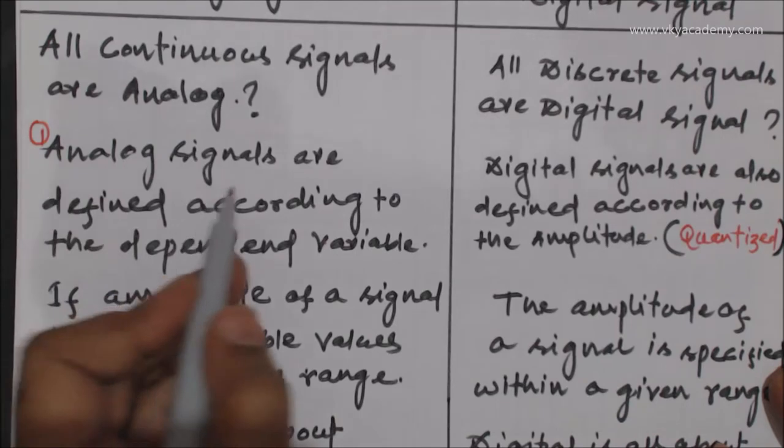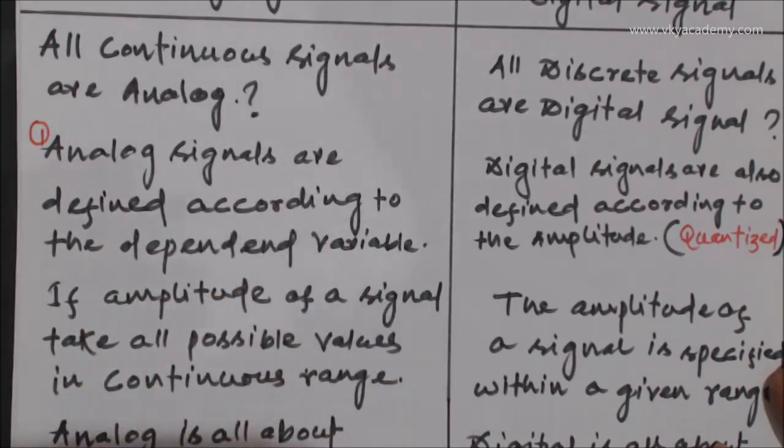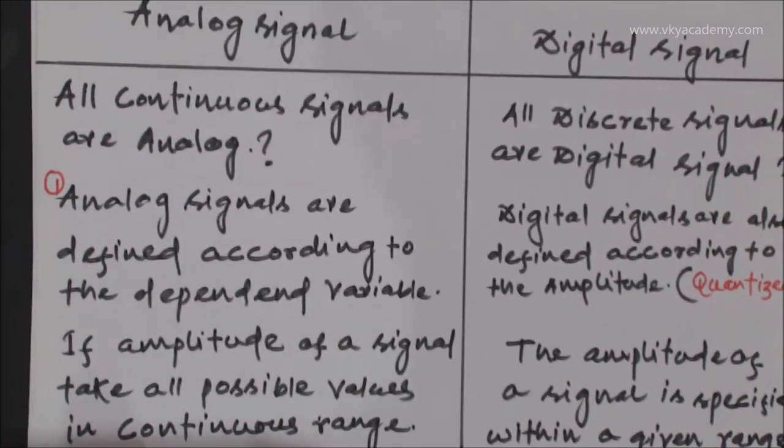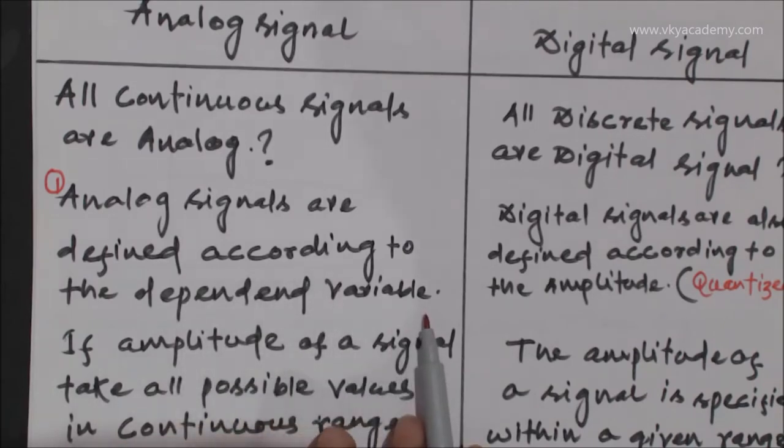So an analog signal is defined according to the dependent variable. As we discussed in the previous slide, a continuous time signal depends on the time axis, or it is dependent on the domain. But in case of an analog signal, if you want to define an analog signal, then you have to take into consideration the amplitude, or you can say the dependent variable, or you can say values. So analog signals are defined according to the dependent variable.